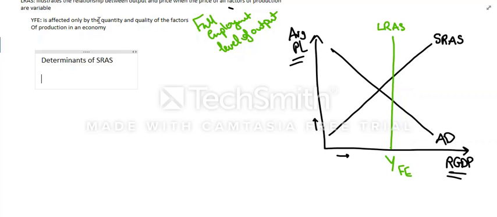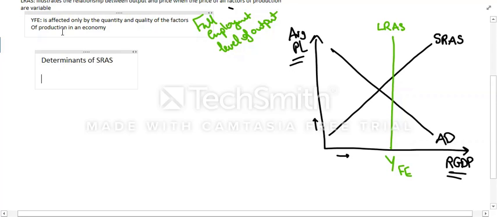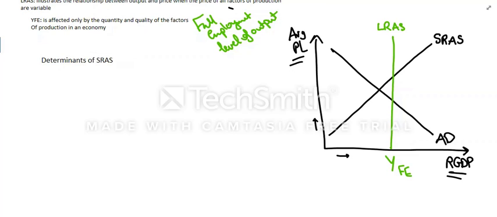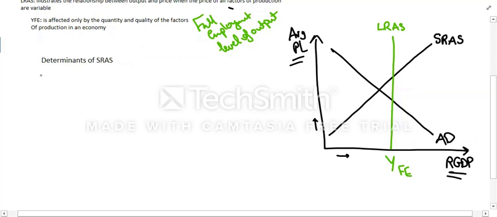Okay, so the first determinant of short run aggregate supply is wage rates, definitely. To help you think of it, anything that changes the cost of production of firms affects the short-run aggregate supply. So wages definitely affect it. The higher the wage rates, the lower the amount of production. The lower the wage rates, the lower the cost of production, so SRAS would shift to the right.